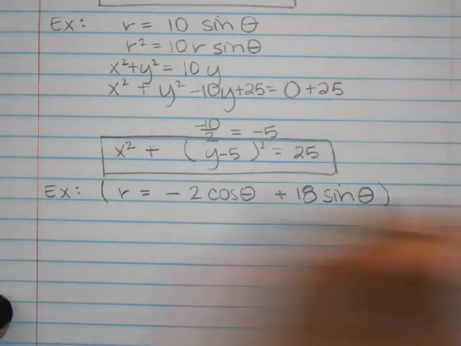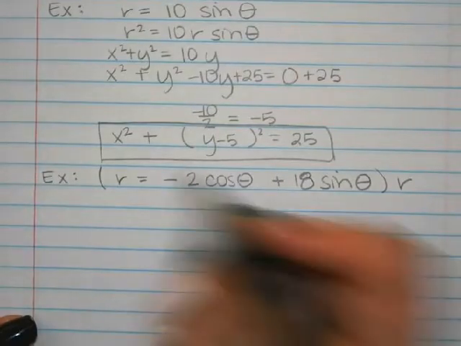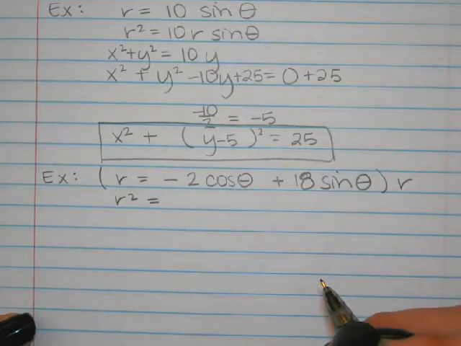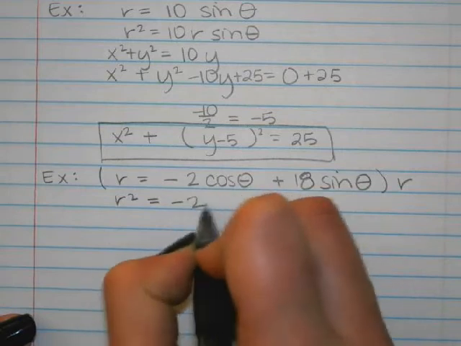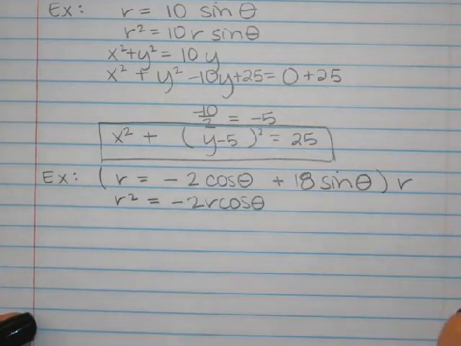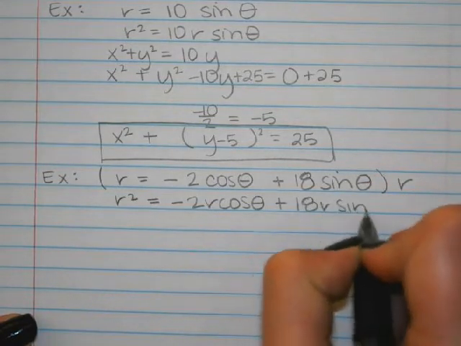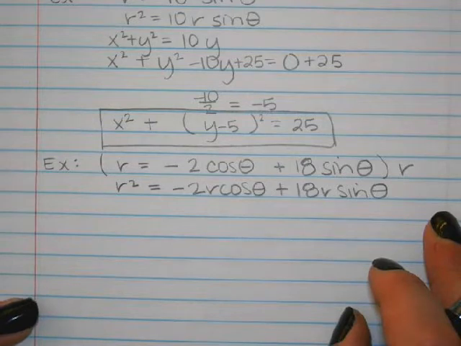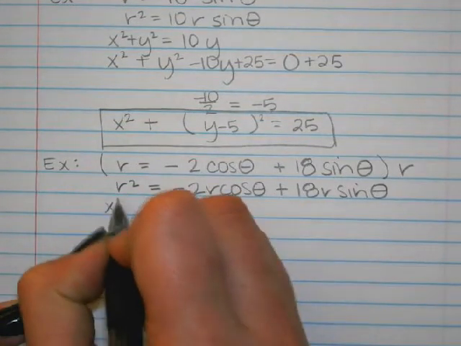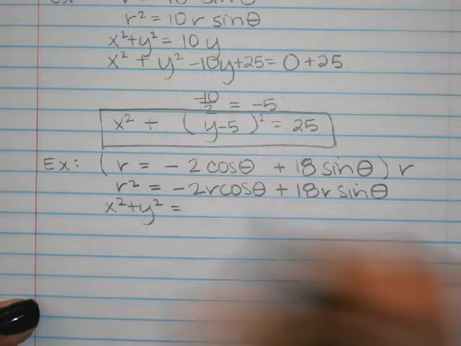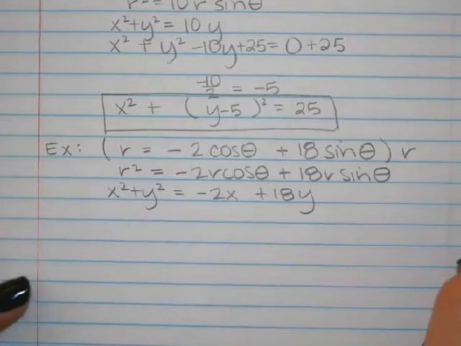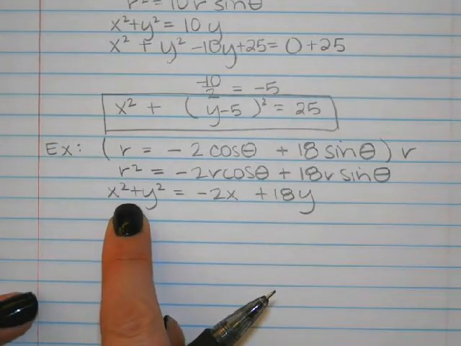Multiply both sides by R. Okay. So I have R squared equals negative 2r cos theta plus 18r sine theta. Yeah. Okay. And then what do we do? X squared plus y squared equals negative 2x plus 18y. So we see x squared plus y squared, which tells us what?